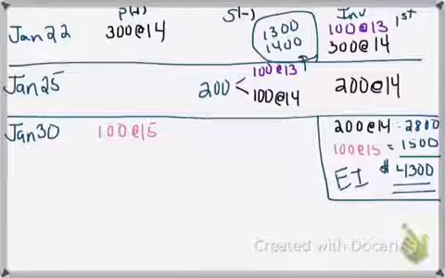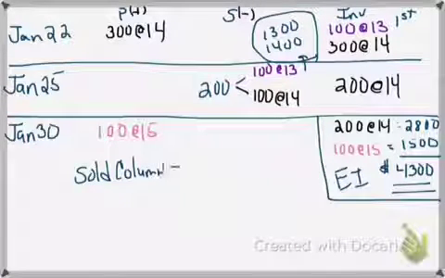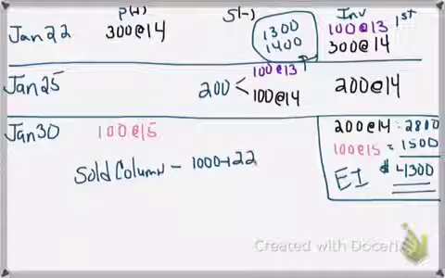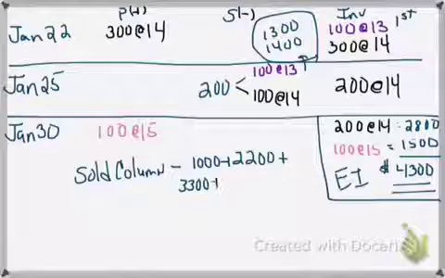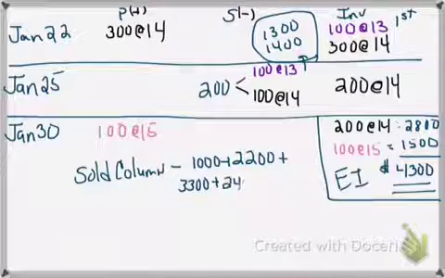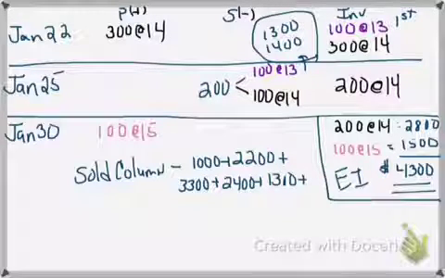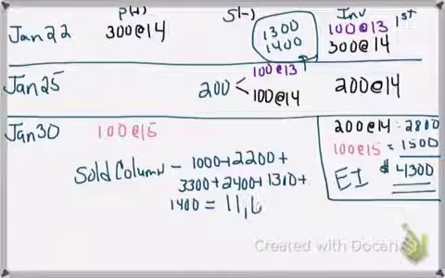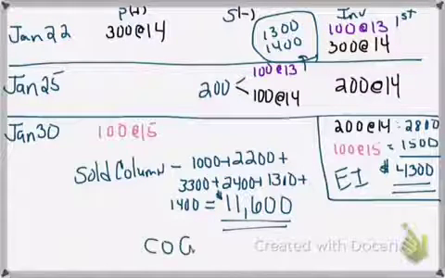So in essence, what I'm doing is I'm taking anything in that sold column. So in this case, it starts with 1,000 plus that 2,200 plus 3,300 plus 2,400 plus 1,300 plus that 1,400, and that is going to equal $11,600. And so that is my cost of goods sold.